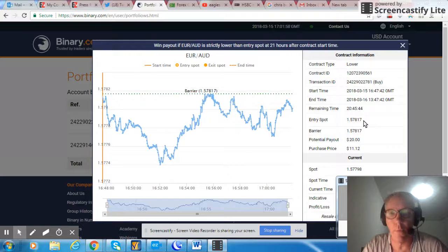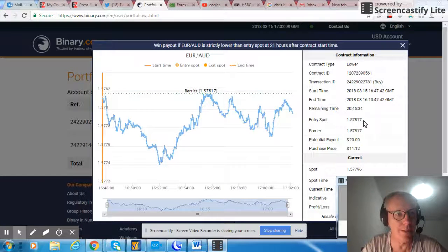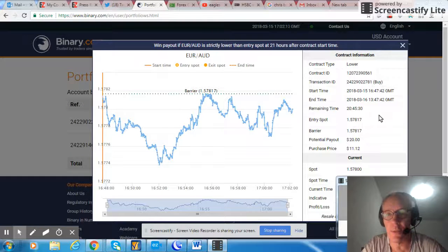Sorry, when I'm operating the software like this, it's easy to get mixed up with things sometimes. The trading for me is easy, but operating the software here can be a little bit difficult. So this is a good entry. This is 157.81.7 and just under 21 hours to go.